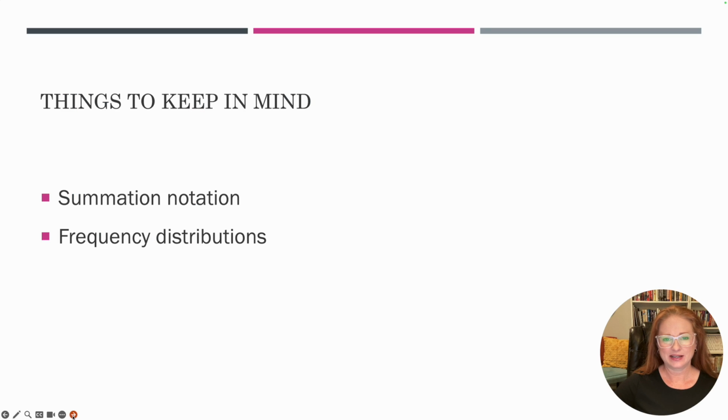Some things to keep in mind from the previous couple lectures are the summation notation, the sum of, or that beautiful looking sigma symbol, X equaling the scores, f being the frequency, that type of stuff. And then everything that we talked about last lecture, the frequency distributions.